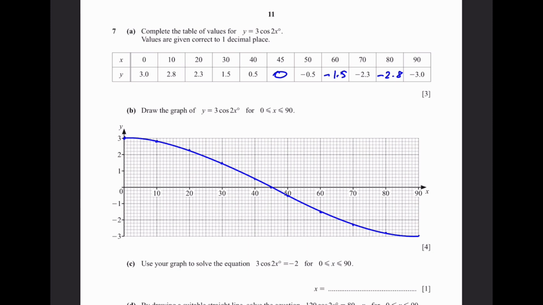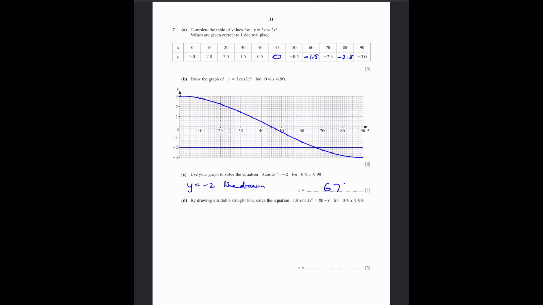So y equals minus 2, a line drawn on the graph, which I will draw right now, right here. It's a horizontal line, and the only value for x which fulfills this is around 67 degrees. That's our answer. D. By drawing a suitable straight line, solve the equation 120 cosine of 2x equals 80 minus x for 0 ≤ x ≤ 90 degrees.